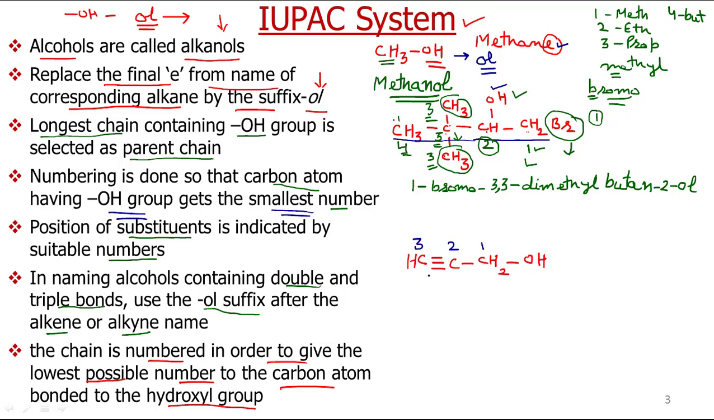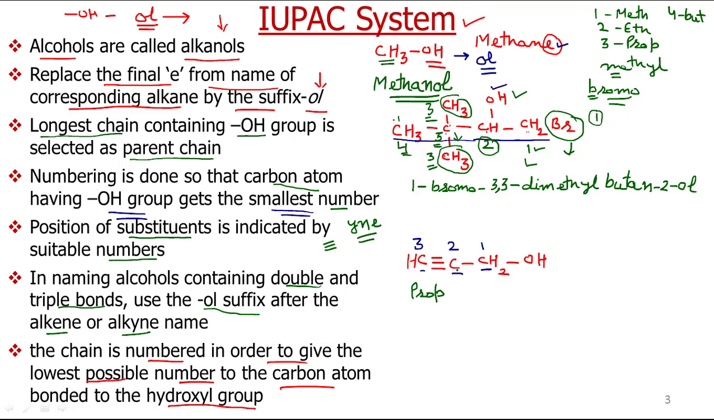Now how many carbons does this chain contain? 1, 2, 3. So for this we use the name prop, which is the name for the chain having 3 carbons. Now first we have to give the suffix for the triple bond. The suffix for a triple bond is -yne, Y-N-E. Now we also have to specify its position.